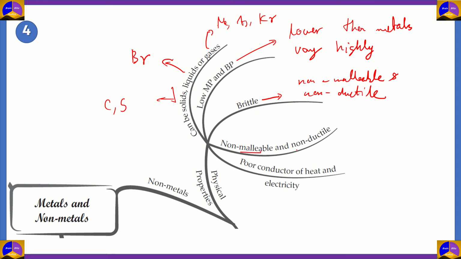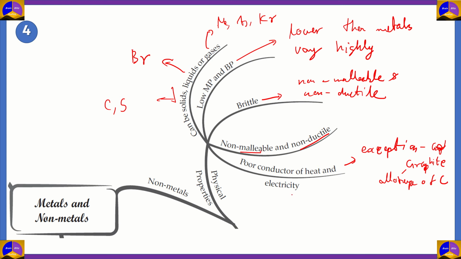So they're non-malleable: you can't make them into sheets. They're non-ductile: you can't string them into wires. And they are poor conductors of heat and electricity. This is a general property. There are exceptions, and the exception here is graphite. Now, what is graphite? Graphite is an allotrope of carbon. It's basically a different form of carbon, and this form of carbon does conduct electricity as well as heat.